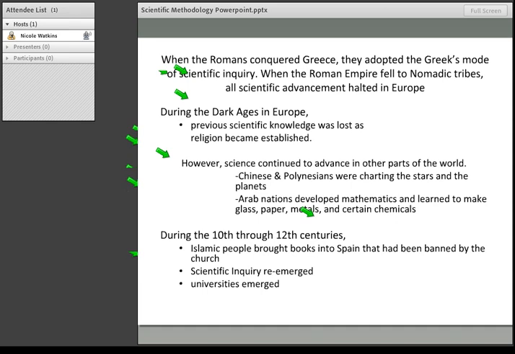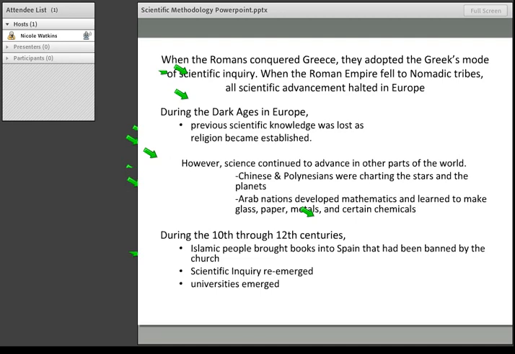Arab nations developed mathematics and learned to make glass, paper, metals, and certain chemicals. So all of this was going on during the Dark Ages in Europe. So this is why certain knowledge was lost as religion became more established during Europe at this time.